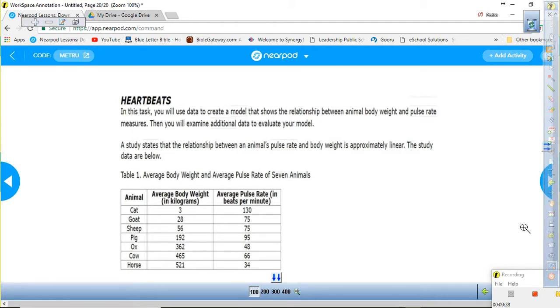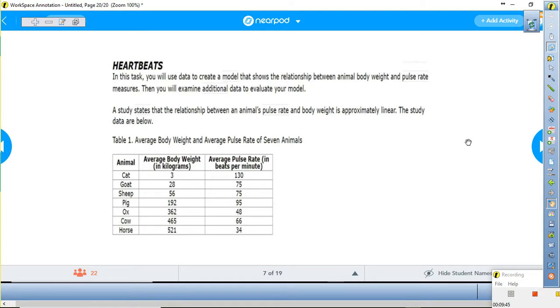Before I get the graph going, look up, please. Here's a table. If I was to ask you to graph these points, tell your neighbor which column you're going to label X and which one you're going to label Y. Okay? Did everybody say that body weight is X and pulse rate is Y? That is correct. Label that, please.